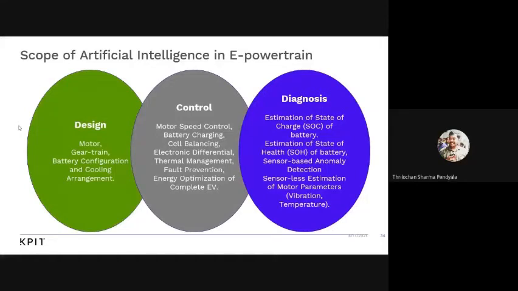So I think I've made myself clear with all these three segments of scope of AI in e-powertrain. I just want you all to go ahead and read through the slides and try and understand the components in each and every segment. Now, these are only some of the applications. We also have a number of applications when you combine artificial intelligence with both autonomous driving technologies as well as electric vehicle technology.